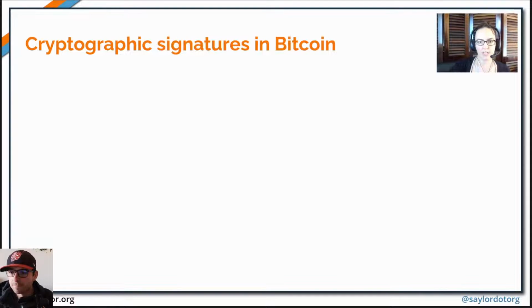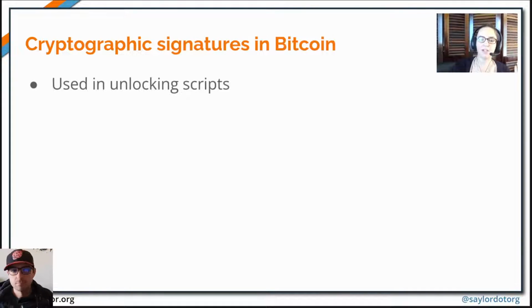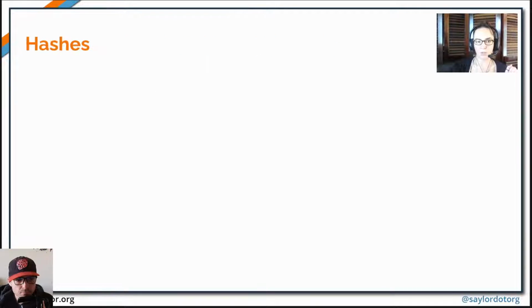All right, cryptographic signatures in Bitcoin. I should have done this slide before we paused for questions. Cryptographic signatures are used in unlocking scripts. That's all I had on that slide. Again, we go in depth on Bitcoin scripting in, I believe, Unit 7, so we'll just note that cryptographic signatures are used quite a lot there, and then we'll move along.